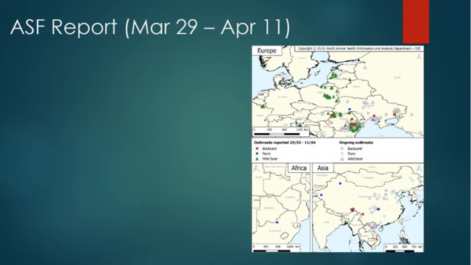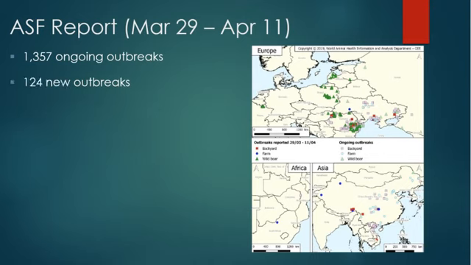So I just got this report from the WOAH website. The date I got it from was between March 29th and April 11th. Just on the map here, you can see the certain operations that were affected. So you have backyard, farm, and wild boar operations. Just during that time, there were 1,357 ongoing outbreaks. 124 at the time were new outbreaks.